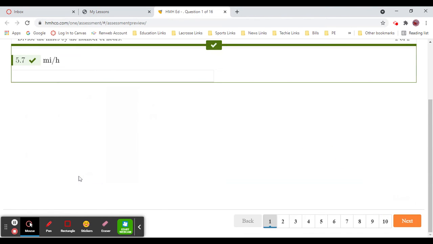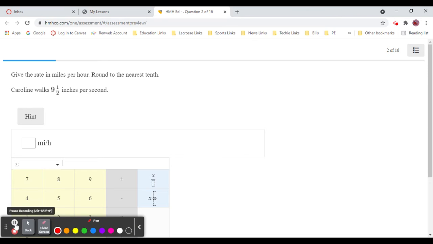Okay, let's take a look at the next one. Caroline walks 9.5 inches per second, that's 9.5 inches in 1 second. I want miles per hour. So I first need to convert that to feet and then get to miles. And of course, I need to convert seconds to minutes to hours.